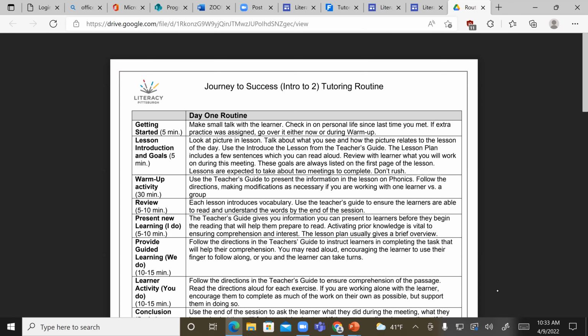So then the lesson introduction and goals, this is when you're going to look at the picture. You're going to talk about what it is you're going to read about today. You're going to introduce the lesson plan using the teacher's guide. The lesson plan includes a few sentences which you can read aloud. Review what you'll work on during this meeting. I've reiterated lessons are expected to take about 2 meetings to complete. Don't rush.